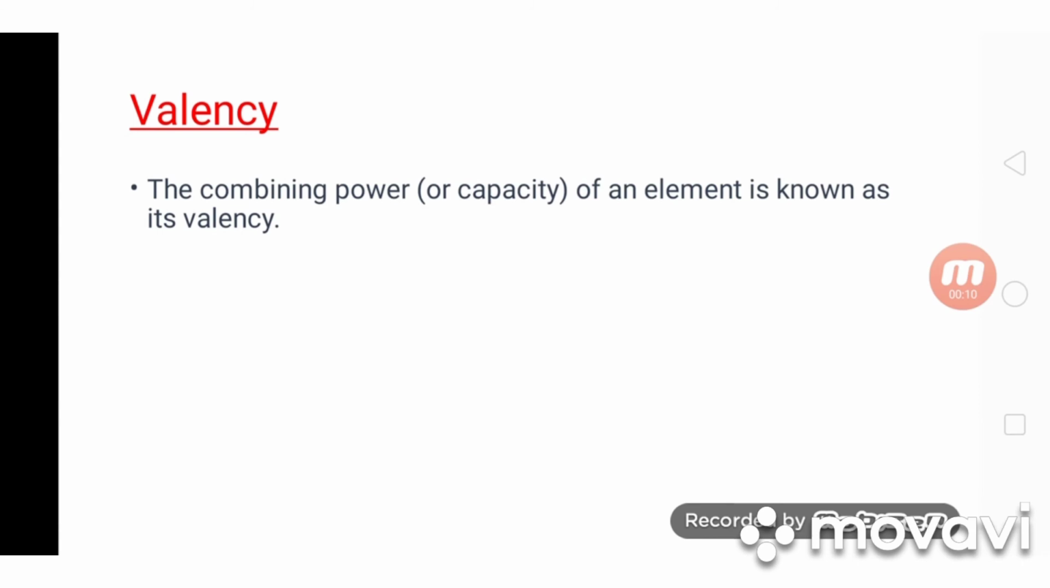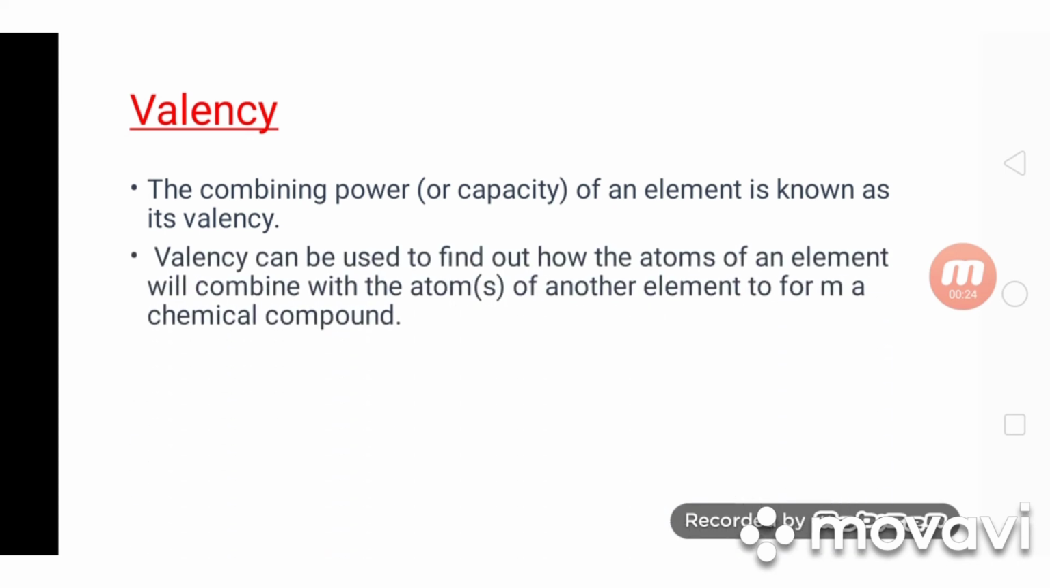Let us now discuss one of the most important topics, valency. The combining power or capacity of an element is known as its valency. Valency tells us about the combining capacity of any particular element. Valency can be used to find out how atoms of an element will combine with atoms of another element to form a chemical compound. It is valency which helps us in determining how atoms of one particular element will combine with atoms of another element in order to form a chemical compound.